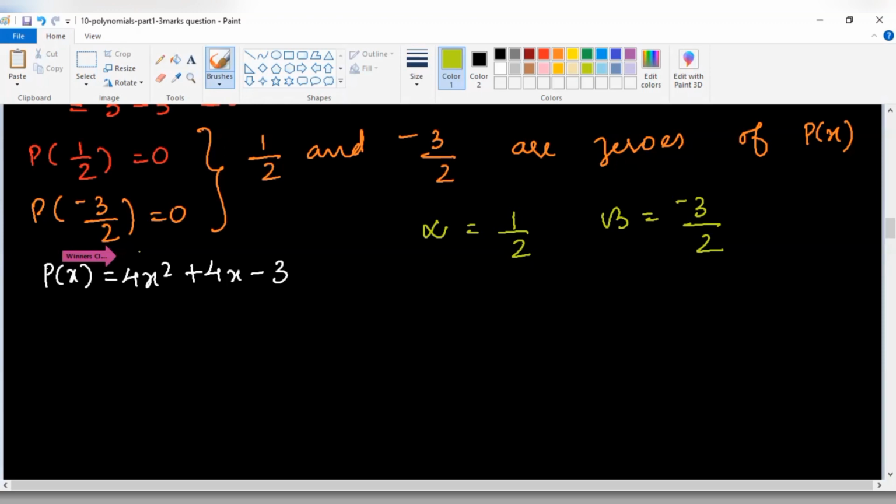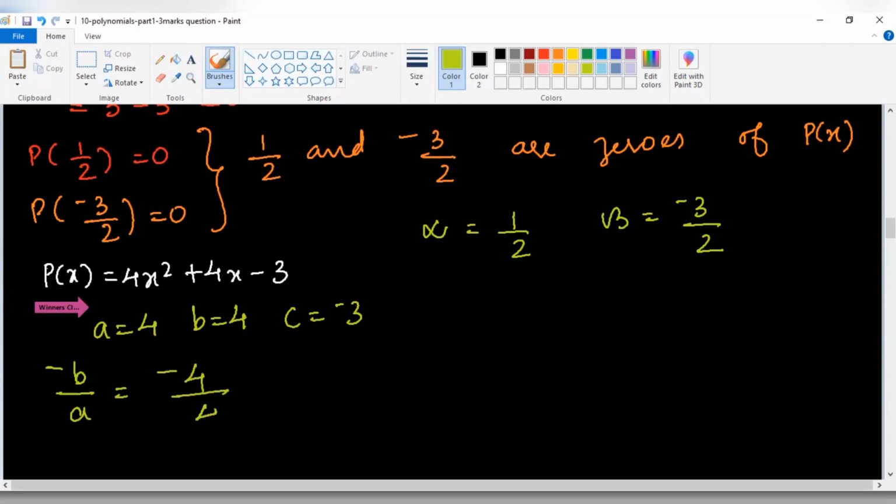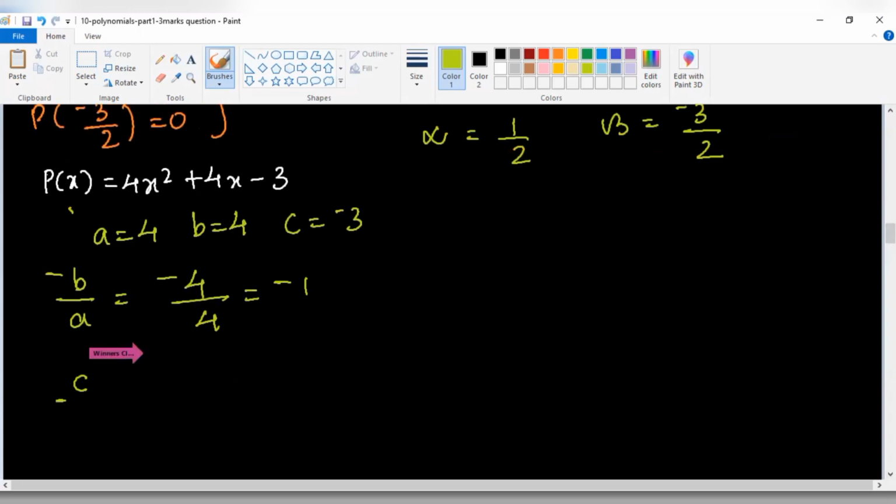In place of a, we have 4. In place of b, we have 4. And in place of c, we have negative 3. So what is minus b by a? That is minus of 4 by 4, that is minus 1. And c by a is negative 3 by 4.